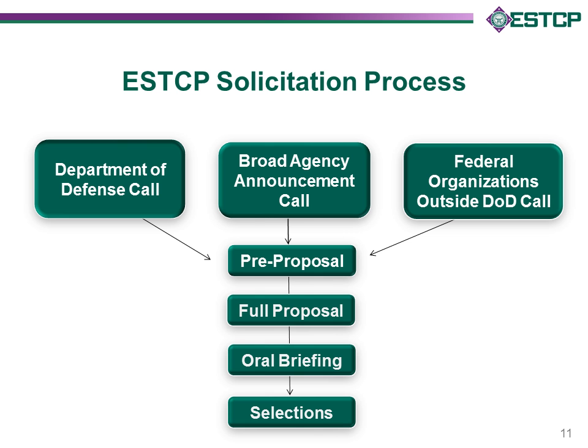All 3 calls have a parallel process for evaluation of proposals in which we ask first for a brief pre-proposal. That then is evaluated by ESTCP, and based on that evaluation we either request or not request a full proposal. All of those who are asked to provide a full proposal are also asked to come in and give a formal oral briefing to ESTCP and our technical committees, and the selections are based on those proposals and oral briefings.